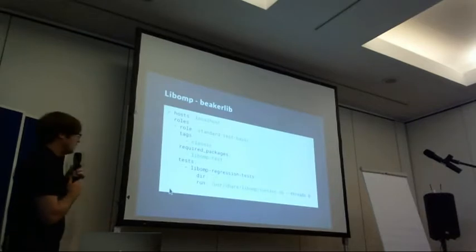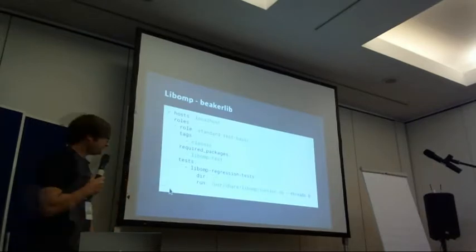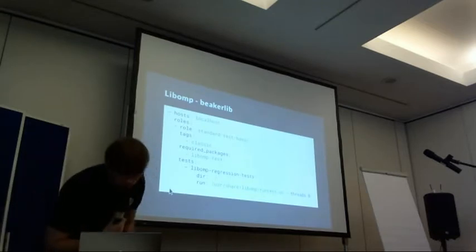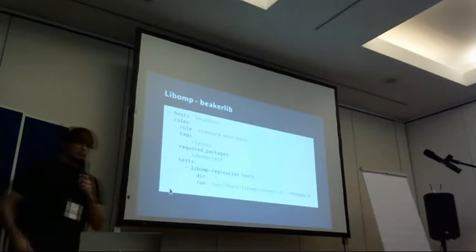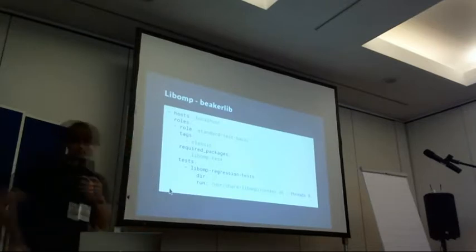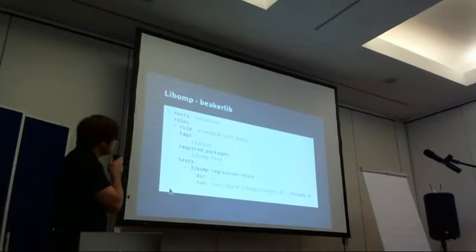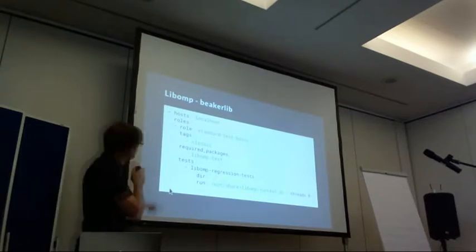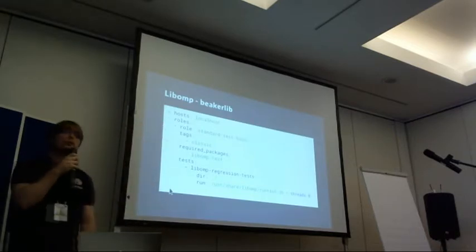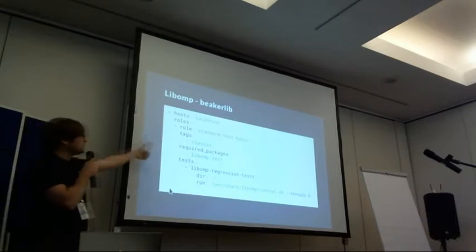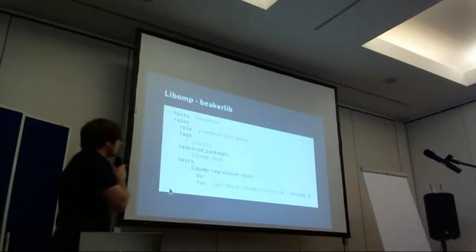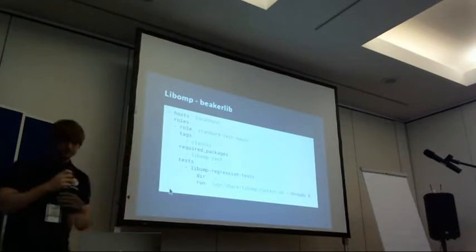So this is from libomp. Under the hood, this is a BeakerLib test, I believe. This doesn't look quite right, but anyways, there's a role in here that you can use. This is the entire test.yaml file in libomp's dist-git directory. So if you go to src.fedoraproject.org/libomp, you'll find this YAML file.